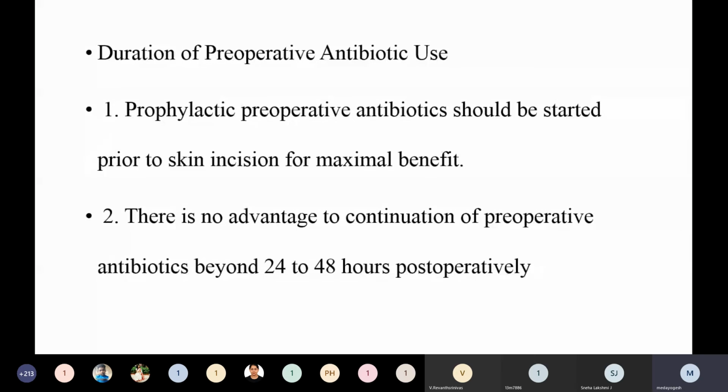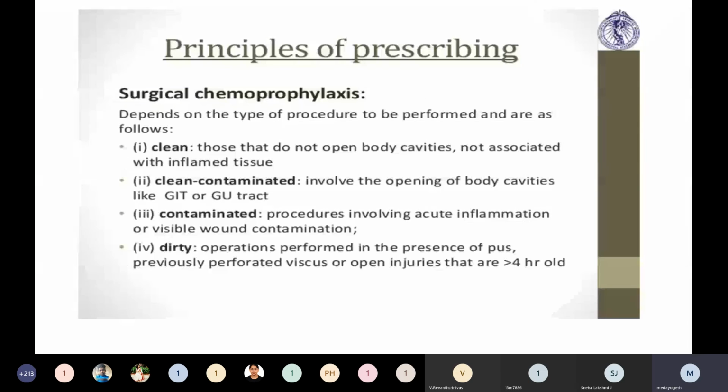Okay, fine, you are using, but how long should we use? So you should start prior to skin incision for maximal benefit. There is no advantage if you continue it beyond 24 to 48 hours post-operatively.